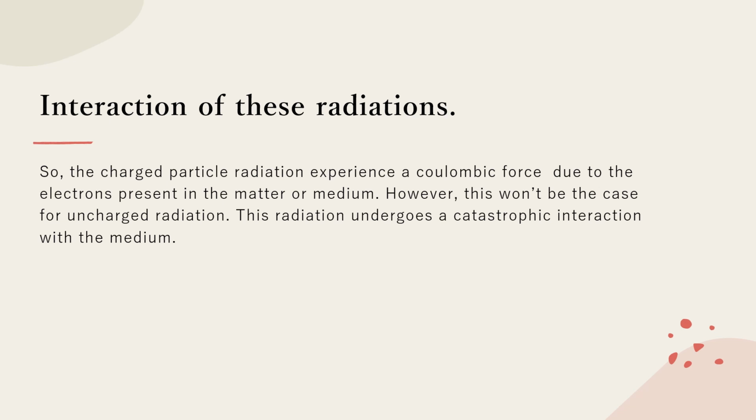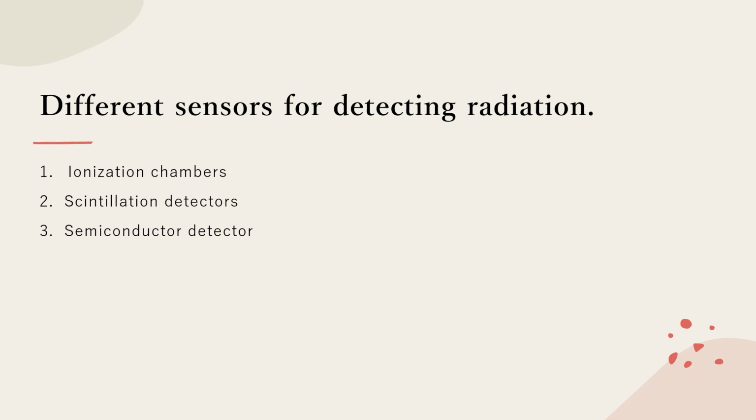Now let's see different types of detectors. So different sensors for detecting radiation. There will be various detectors and sensors that can be used. But as I said, I am giving a quick overview of the topic. I'll be explaining only three sensors, detectors here. So that is ionization chambers, scintillation detectors, semiconductor detectors.